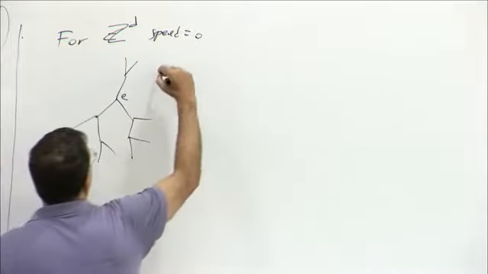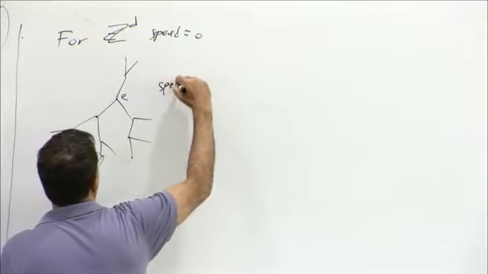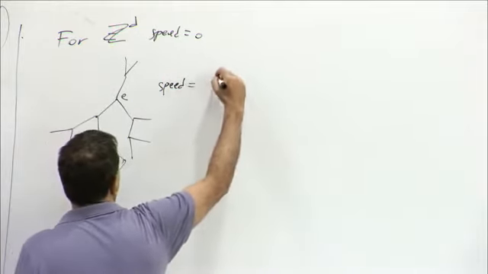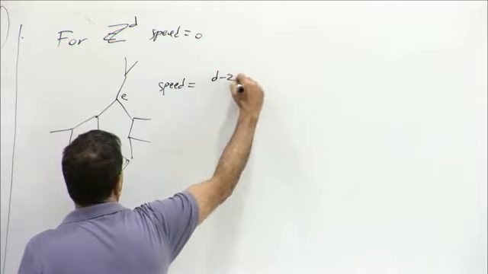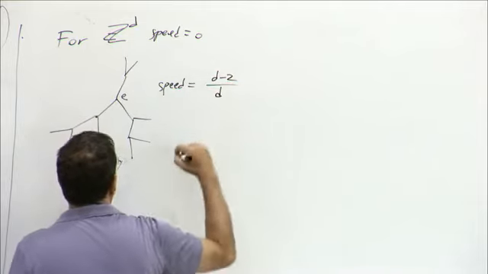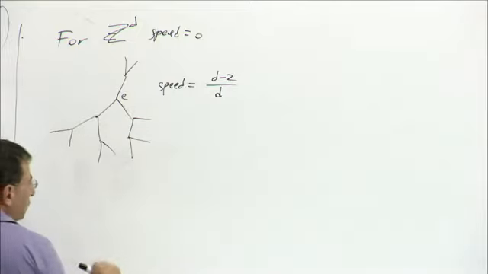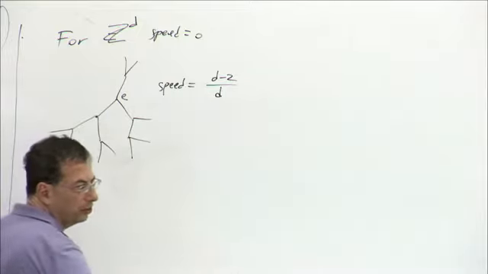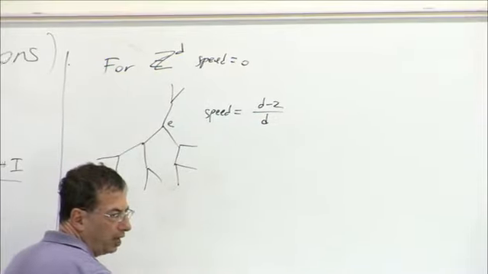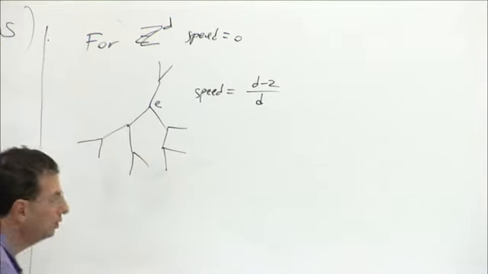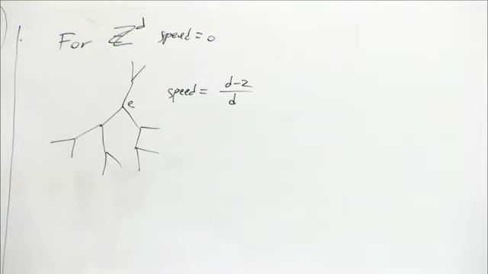So the speed here is 1/3, or in general, it will be d minus 2 over the degree, right? So if you have a d-regular tree, there are d minus 1 edges going further and 1 edge going back. So you'll get (d minus 2) over d for the speed. So that's just elementary from the usual law of large numbers.